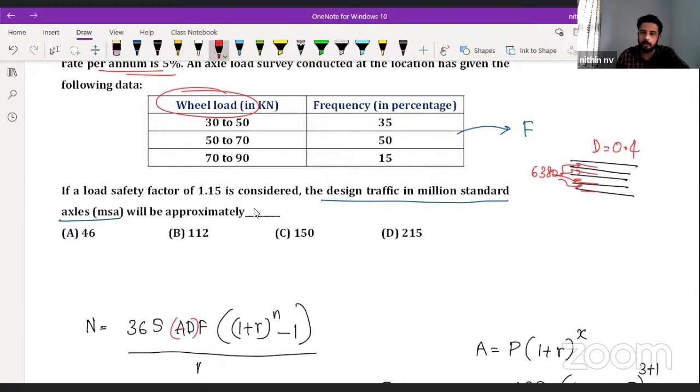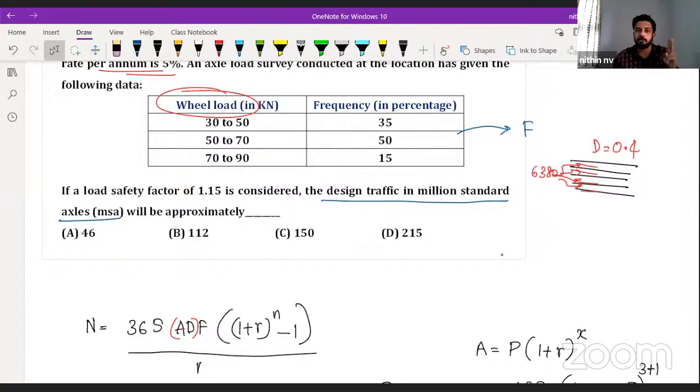Look at here. They have given wheel load in kilonewton. So tell me, what is the standard load which you are going to take? Everyone please comment. Are you going to take 80 or 40? Very good. We have to take 40.